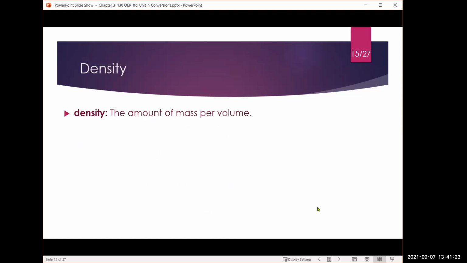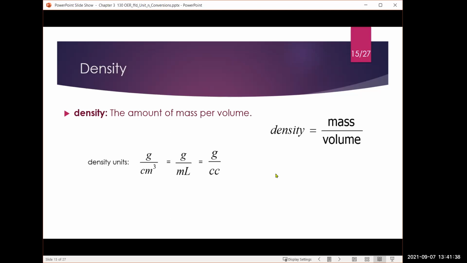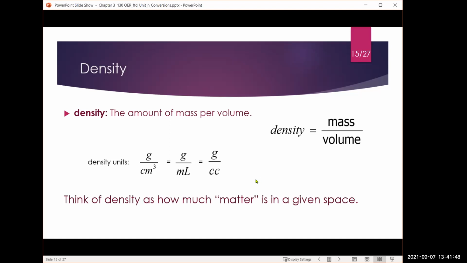Now, with that information, we're going to start working on density. Density, as we stated before, is simply a ratio. Keep in mind, we can write that ratio as volume over mass instead of mass over volume. The normal standard units are grams over milliliters, but you can also see grams over cc, or grams over cubic centimeters.